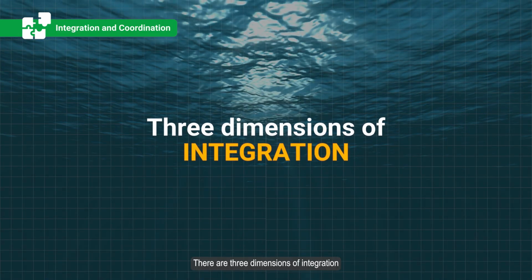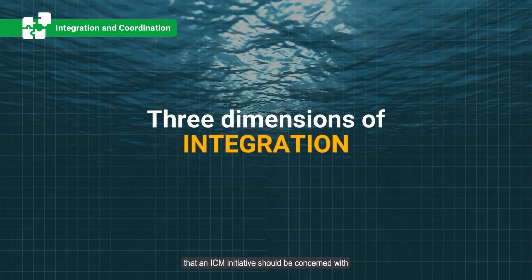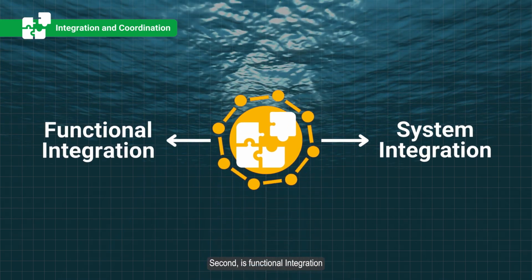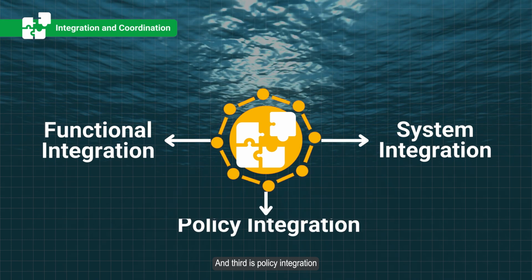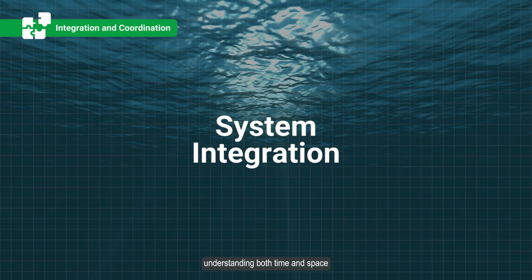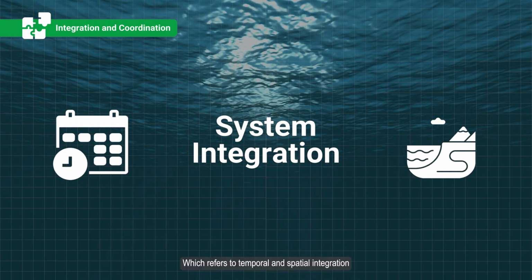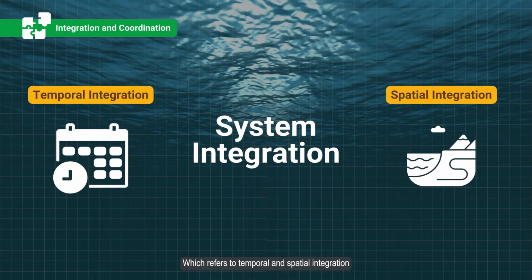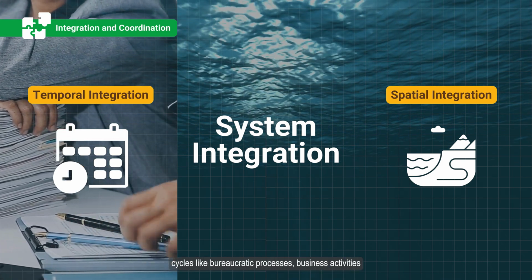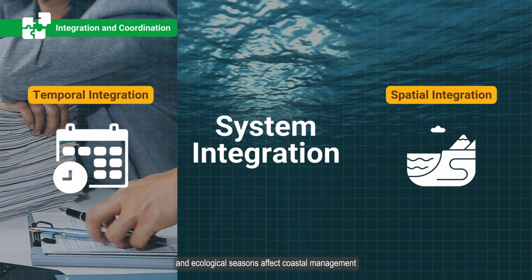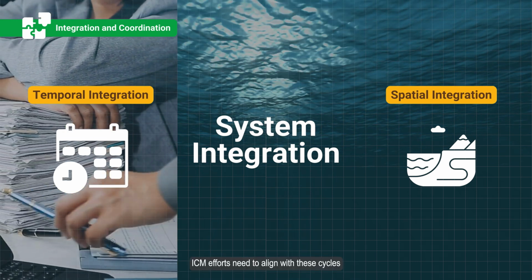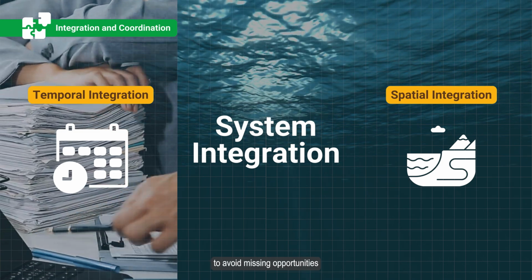There are three dimensions of integration that an ICM initiative should be concerned with. First is system integration, second is functional integration, and third is policy integration. First, system integration in coastal resource management involves understanding both time and space, which refers to temporal and spatial integration. Temporal integration means considering how different time cycles like bureaucratic processes, business activities, and ecological seasons affect coastal management. ICM efforts need to align with these cycles to avoid missing opportunities.